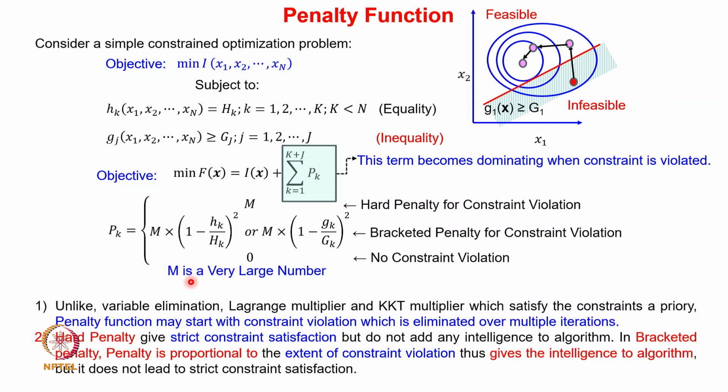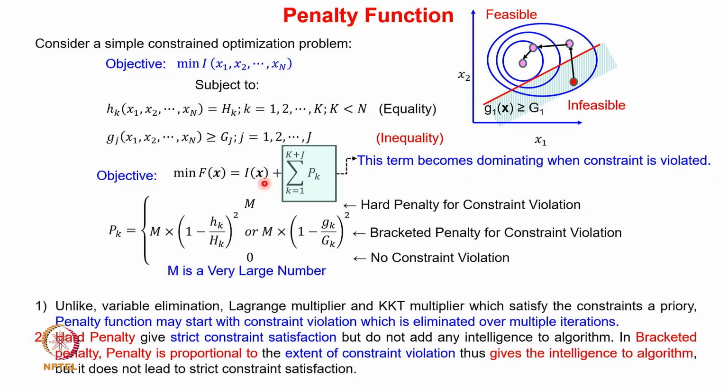So you can see that the hard penalty makes sure that your constraint is satisfied all the time, but it makes your algorithm blind. But when you are having a bracketed penalty, it gives some intelligence to your algorithm, but satisfying the constraint exactly is sometimes not possible using the bracketed penalty, because whenever a very small constraint violation is there, this term, 1 minus hk divided by capital HK, is going to be very, very small, and this very small number multiplied by a very large number becomes a small number, isn't it? And in such cases, you will see that the value of this penalty becomes the same order as the objective function, and therefore the algorithm is not going to recognize whether the constraint is violated or not.